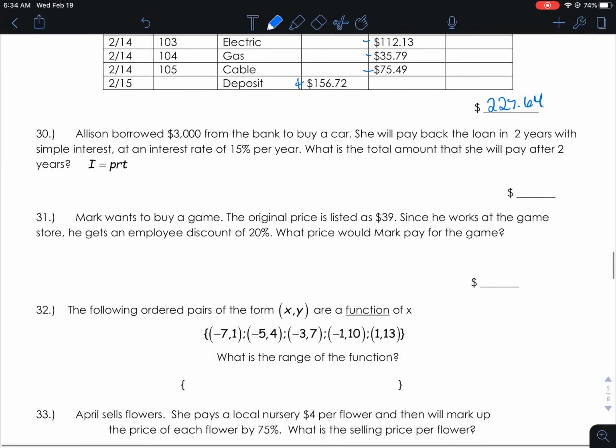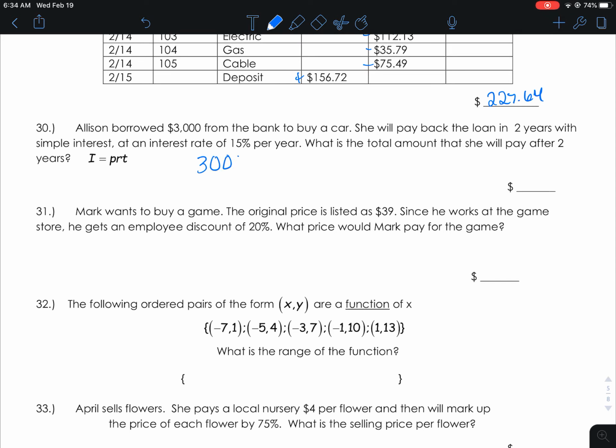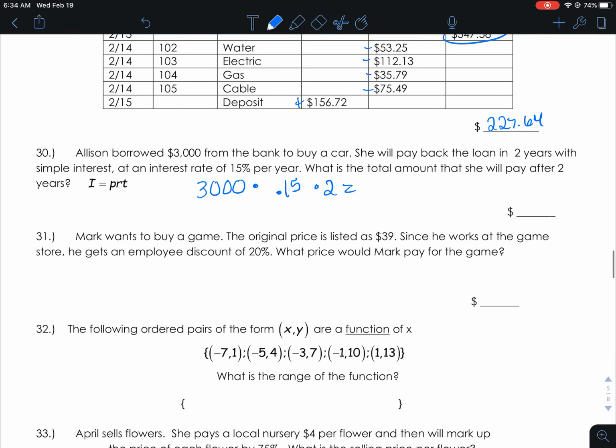Okay, so for the next one, she borrows $3,000. She'll pay it back in 2 years at an interest rate of 15% per year. What's the total amount she'll pay after 2 years? So they're looking for the total, so that's going to indicate that we're going to have to add at the end. So we're going to do the principal, which is the money, times the rate, which is 15%. Remember, you have to change it to a decimal. And then times 2 years, because that's the total amount.